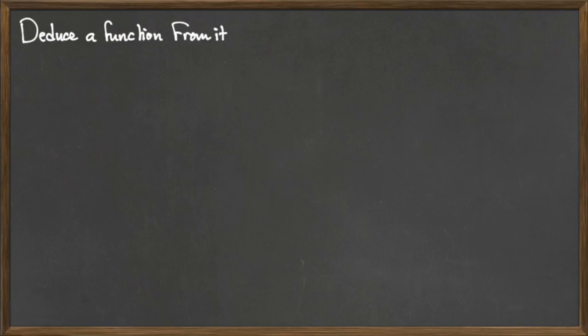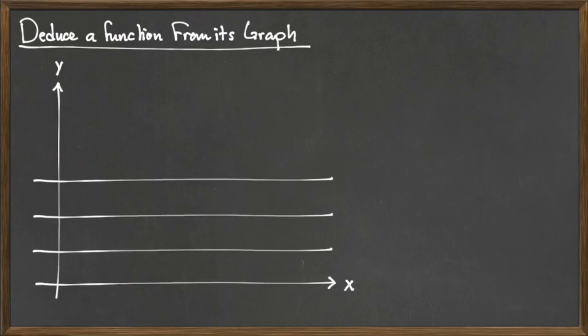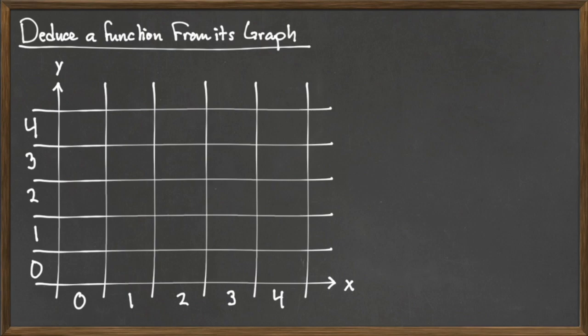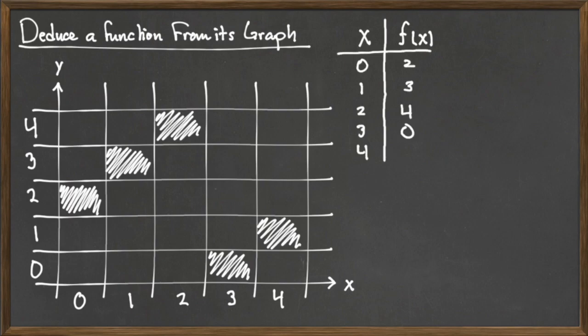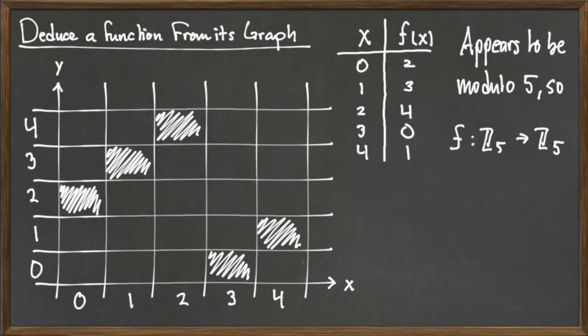In this next example, I will attempt to deduce a function just from its graph. Consider the following graph, where my x-axis goes from 0 to 4 and my y-axis goes from 0 to 4, and I have the following squares filled in. From this, I can fill out an x, y chart, or an x, f(x) chart if you like. Virtually, they are the same thing. Given the x and y-axis of this function, I can deduce that I have a function from Z5 to Z5.